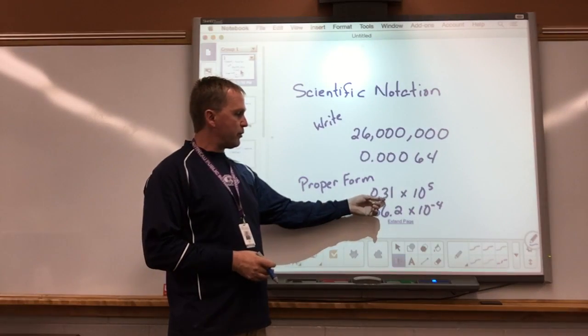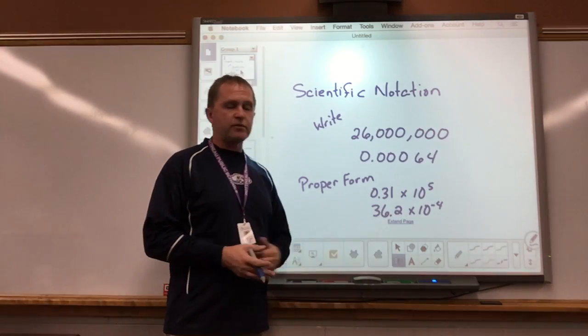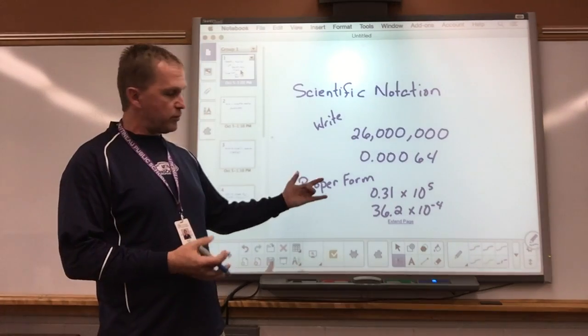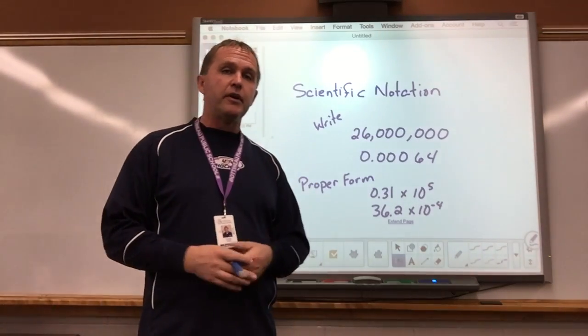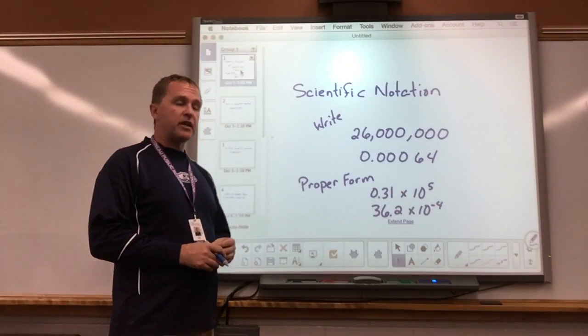In this case we might have 0.31 times 10 to the fifth or 36.2 times 10 to the negative 4, and both of those we'll talk a little bit about why they're not in proper form and how we go about getting those in proper form.